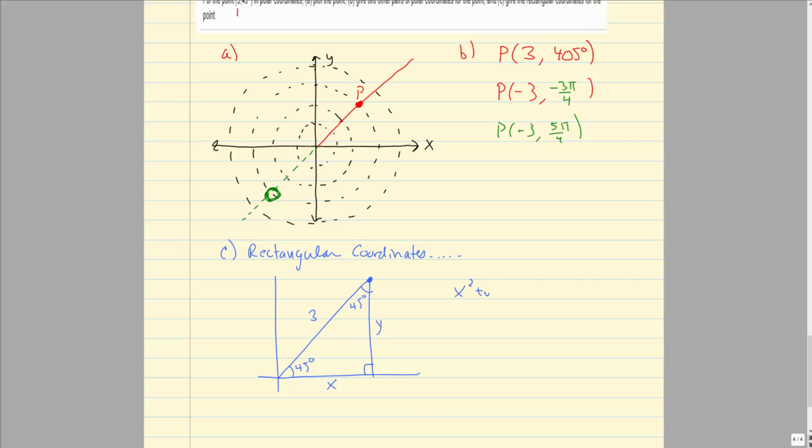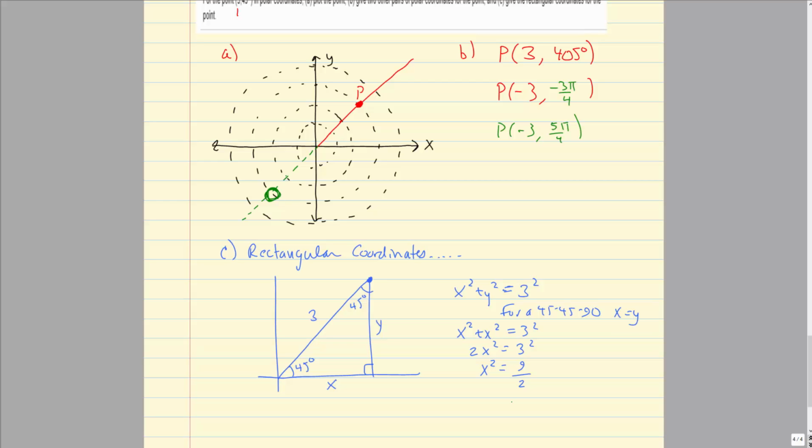So here, x squared plus y squared would equal 3 squared. But for a 45, 45, 90 triangle, x equals y. Because I have two equal angles, the sides opposite have to be the two equal sides as well. So let's call them both x. x squared plus x squared equals 3 squared. 2x squared equals 3 squared. x squared equals 9 halves, since 3 squared is 9.